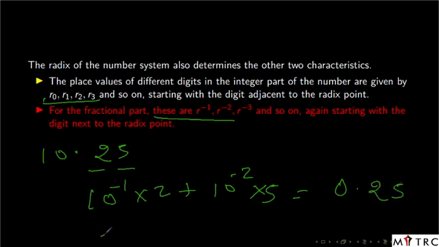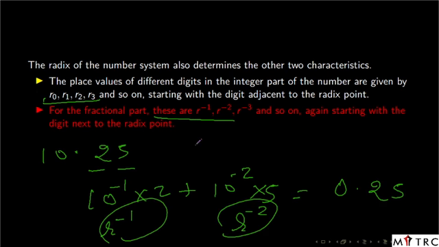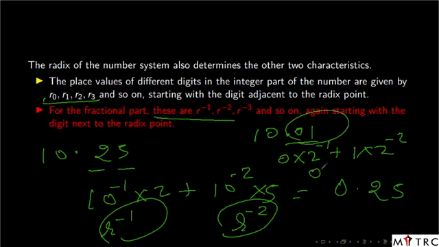Again we see here it is 10 to the power minus 1 and here it is 10 to the power minus 2. So this weight is again defined by the radix. Similarly, in binary we have, for example, 10.01. So what is its place value? The place value for the fractional part is 0 into 2 to the power minus 1 plus 1 into 2 to the power minus 2. So basically it is 1 upon 4, and the decimal equivalent of this is 0.25.